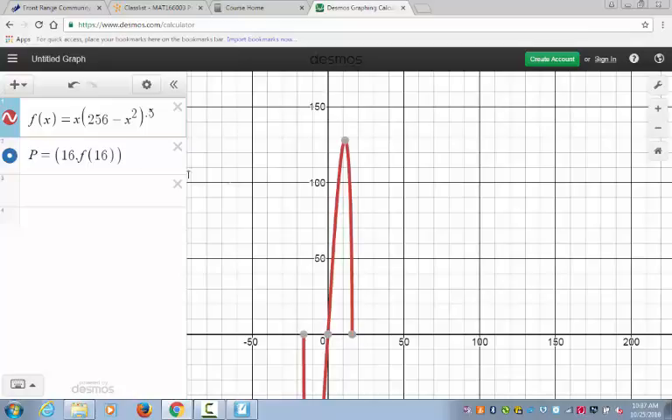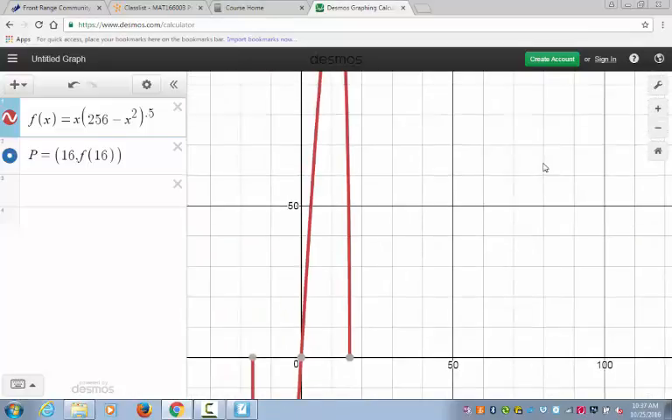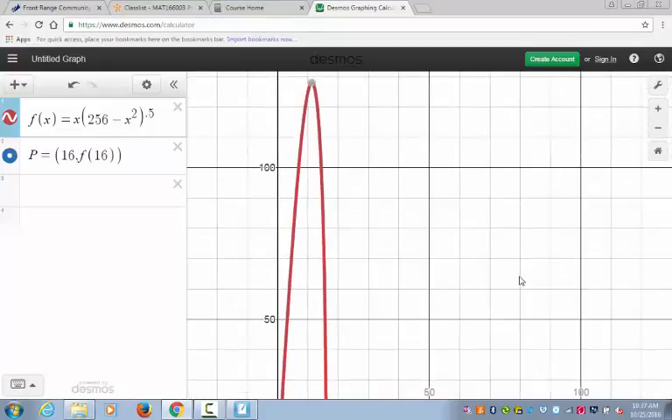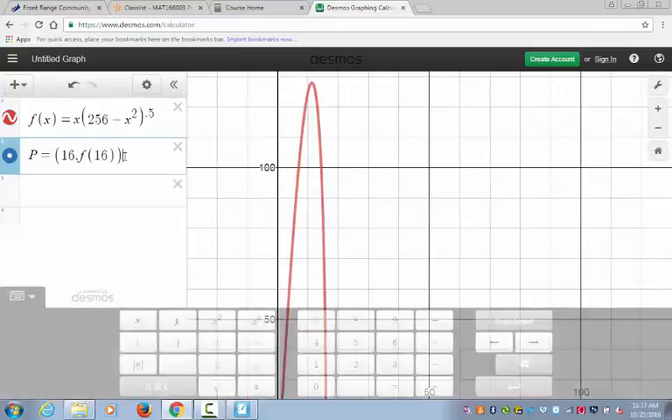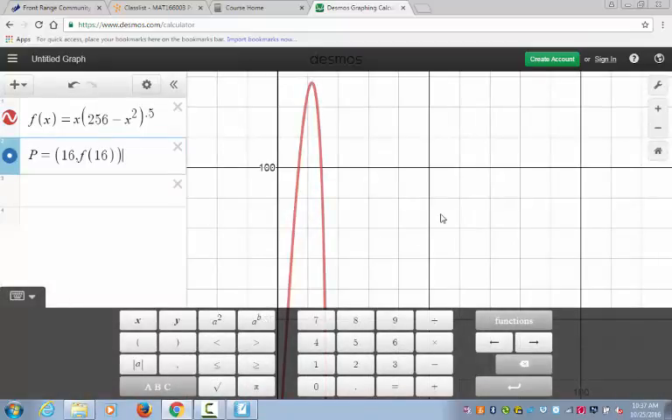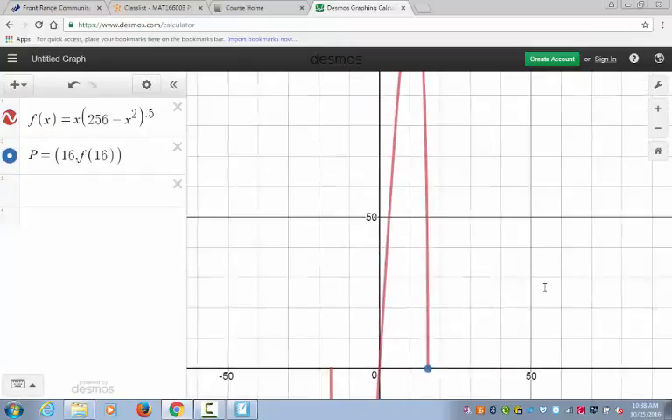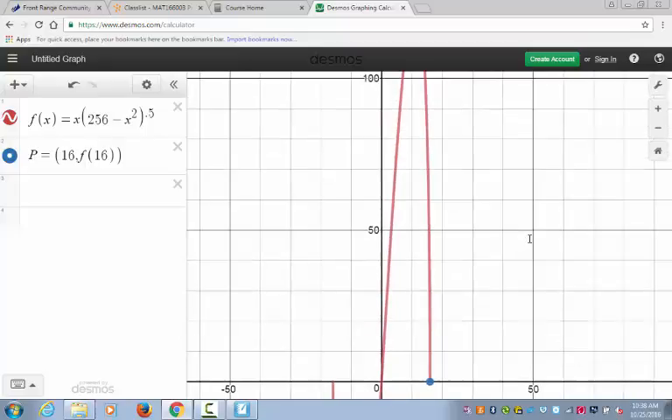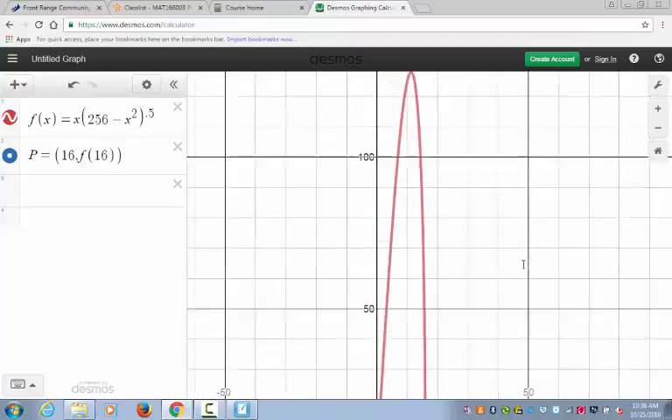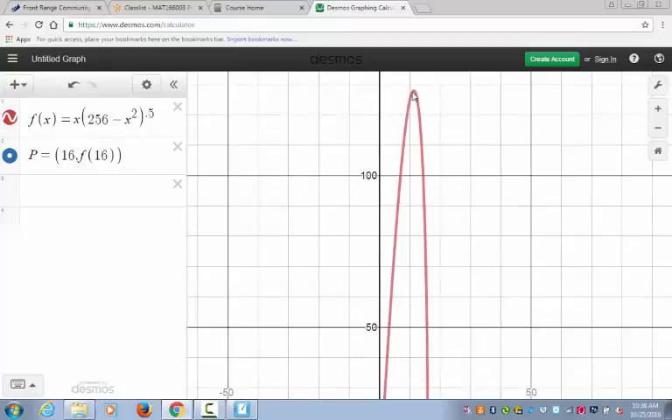Okay, so let's see, so 16. I'm not seeing my point now, though. Where's my blue point? It should be on the x-axis. Oh, there it is. All right. That's what I expected to see originally. All right, so there is our max right there.